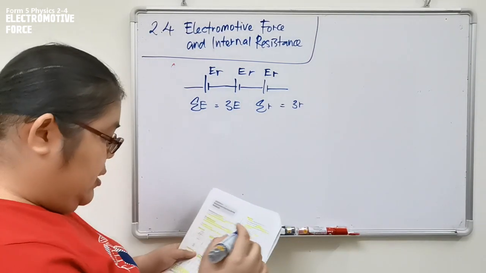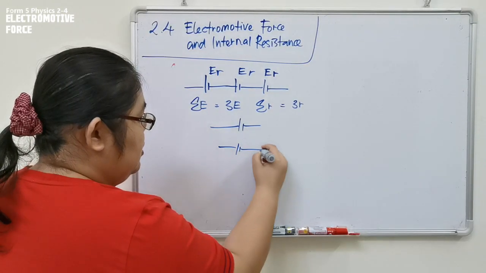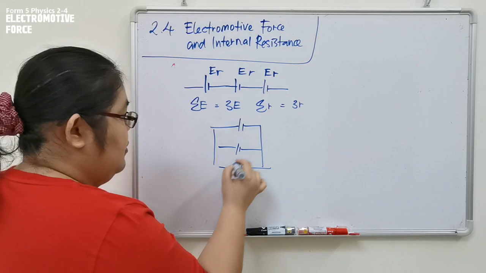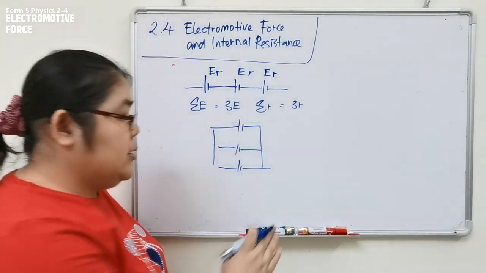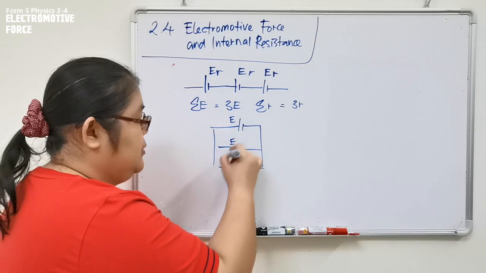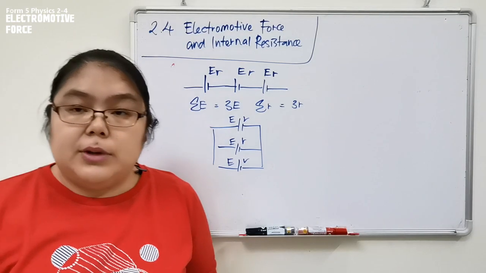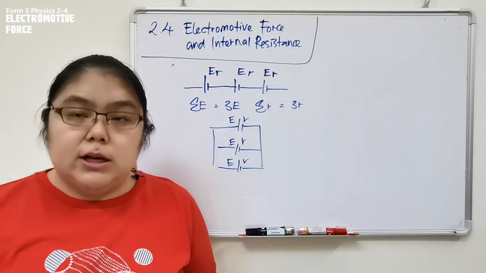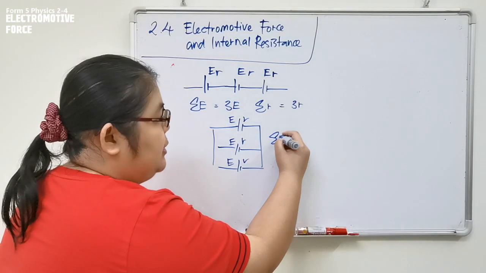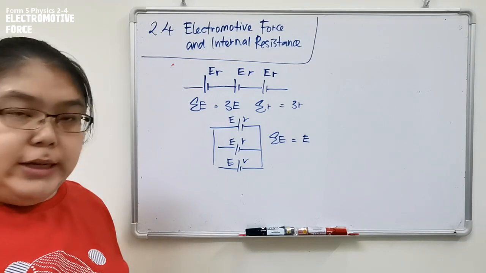But in parallel, let's see in parallel. We're going to see that this one is E, this one is E. Okay, parallel means the voltage is the same, is it? So from here, total E is how much? Total EMF is E only, because every cell should be the same.